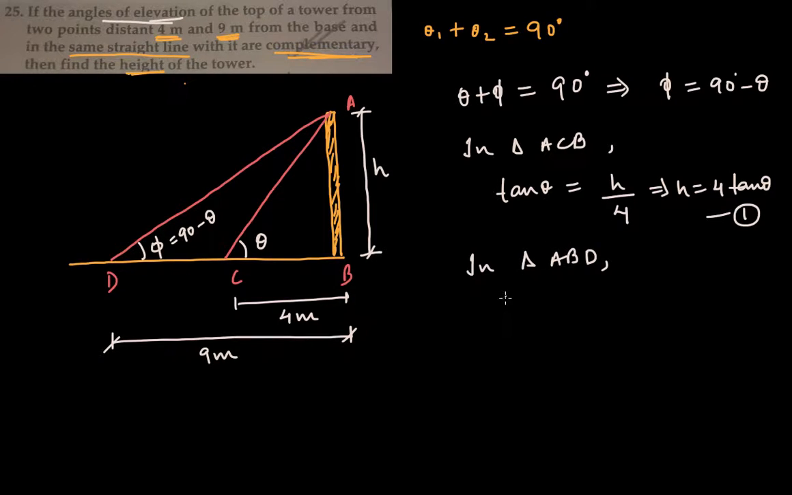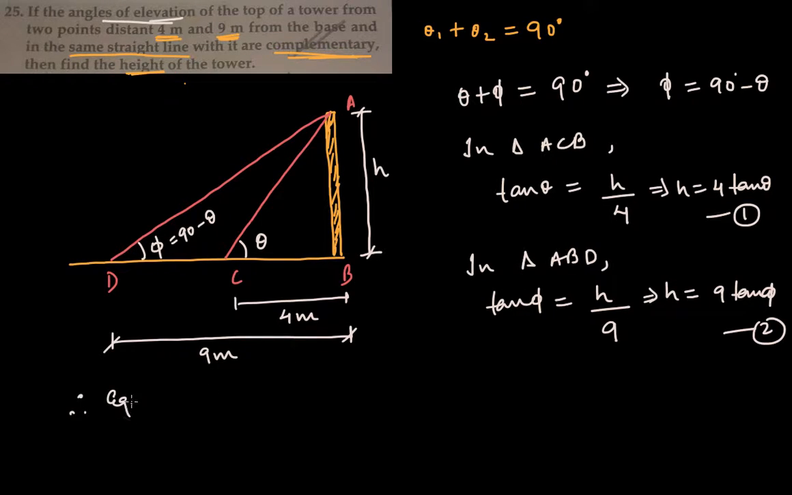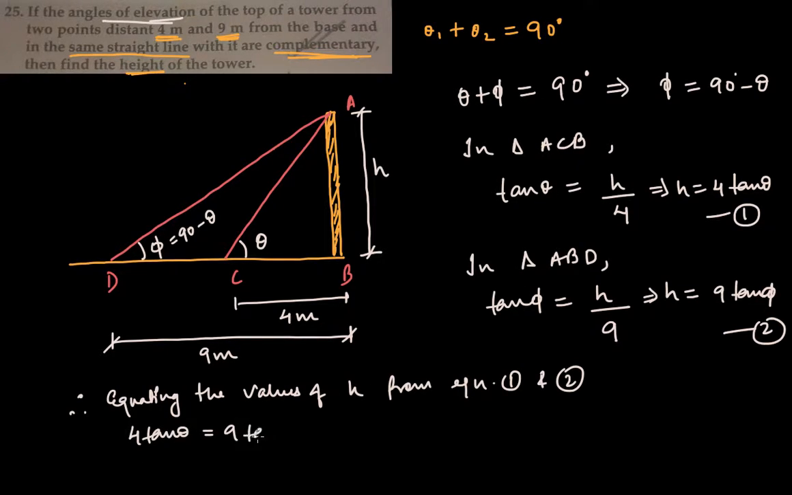In the bigger triangle, I can see that tan of phi, that is tan of this angle, is equal to h divided by this complete distance BD, which is nothing but equal to 9. So from here I can write h is equal to 9 tan phi. Now you can see that from equation 1 and 2, both are the values of h itself. So therefore, equating the values of h from equation 1 and 2, let us see what we'll be getting here. So 4 tan theta is equal to 9 tan phi.